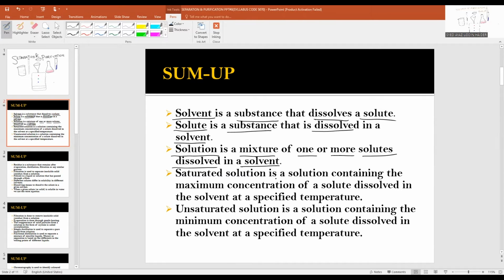Saturated solution is a solution containing the maximum concentration of a solute dissolved in the solvent at a specified temperature. Unsaturated solution is a solution containing the minimum concentration of a solute dissolved in the solvent at a specified temperature.